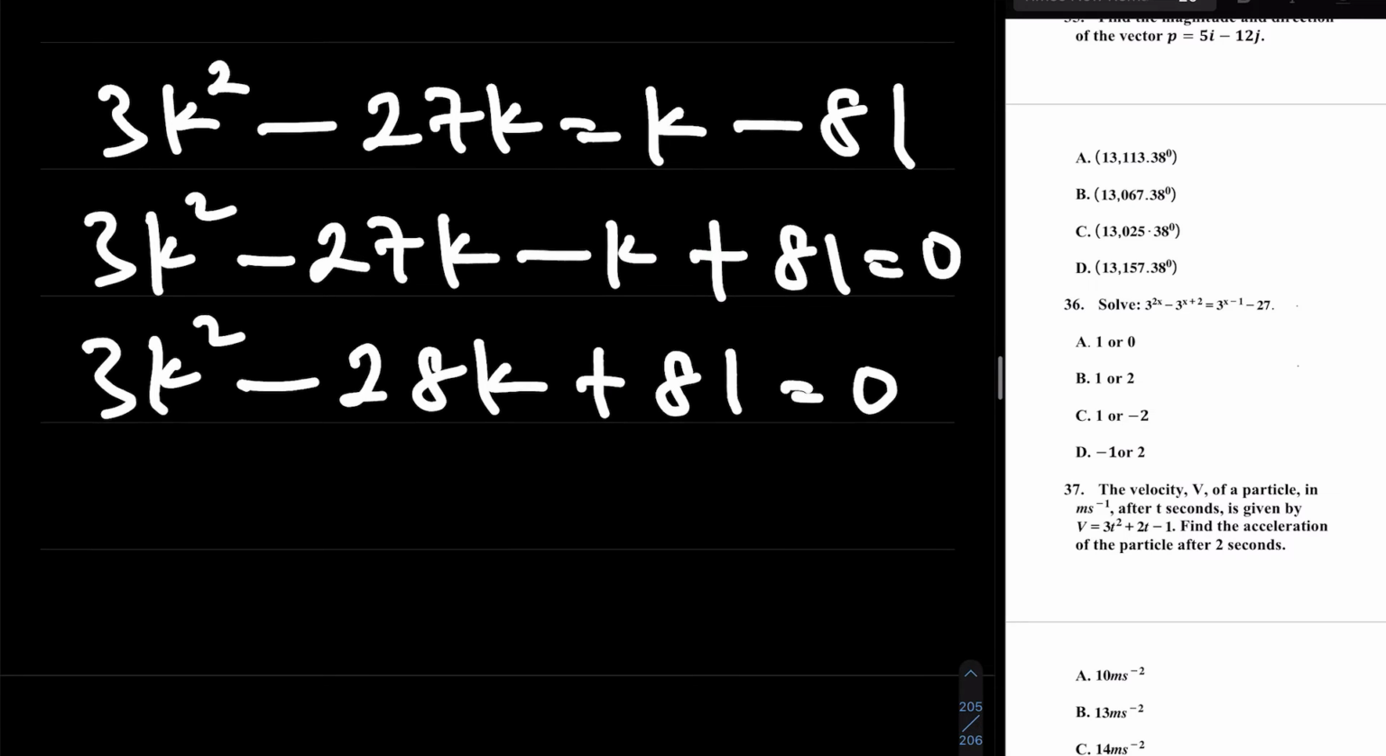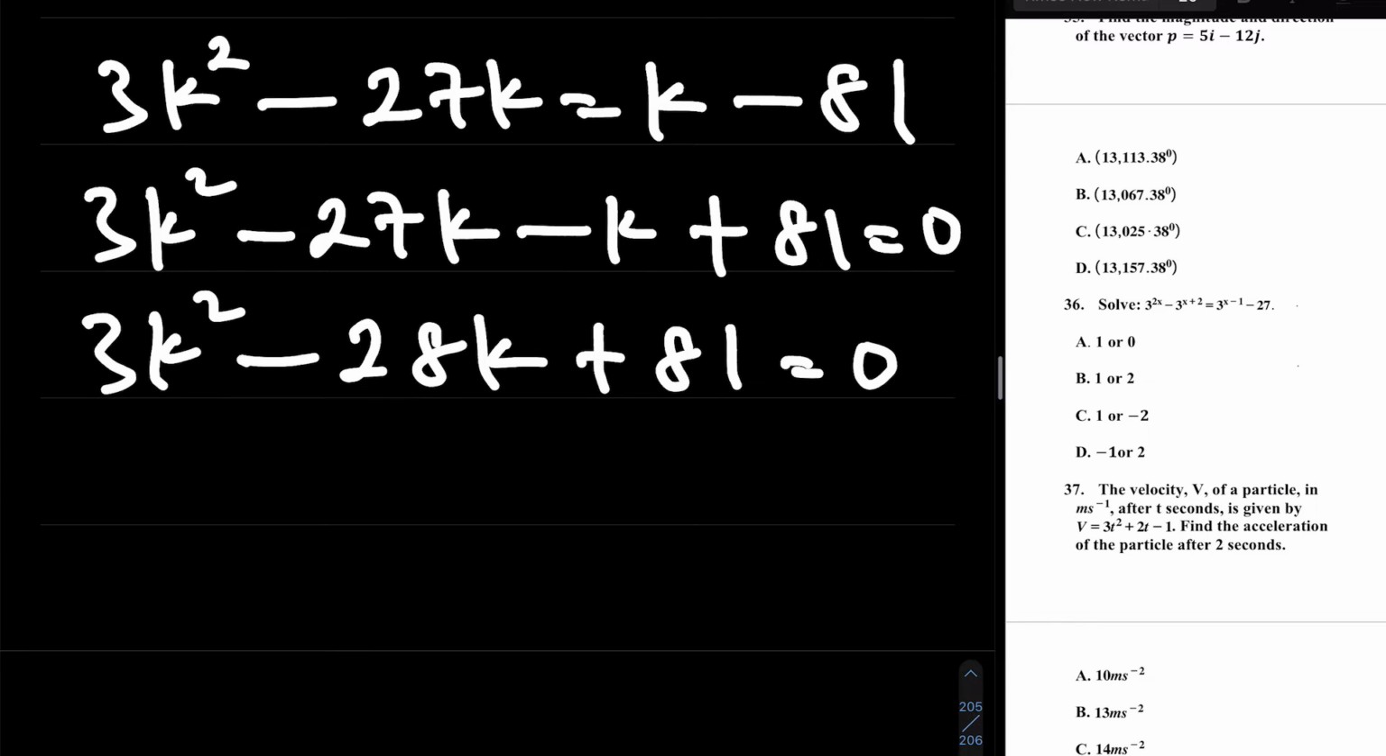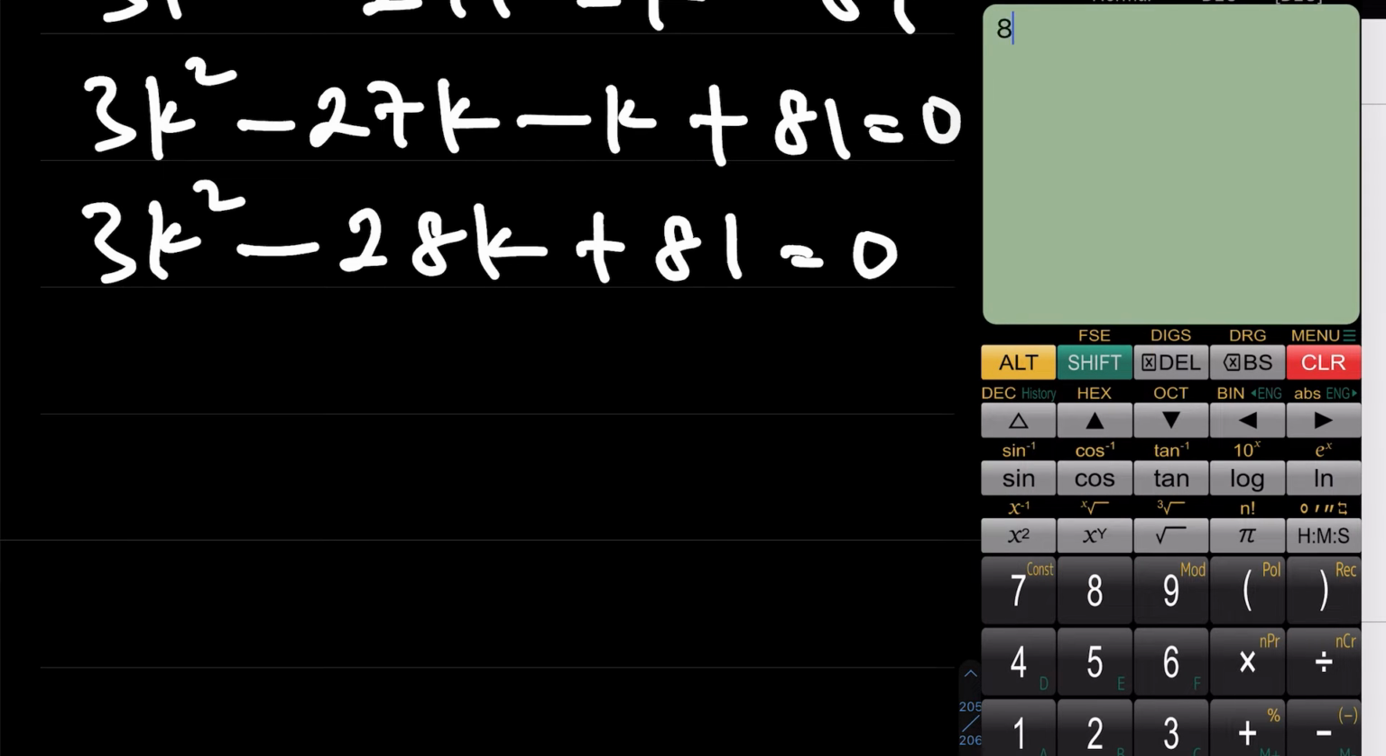Now can we factorize that? Let's see. Minus 28. If I cannot factorize, then I'll just solve by the formula method so as not to waste time. Let's see, 3 times 81 is 243. Does that work?